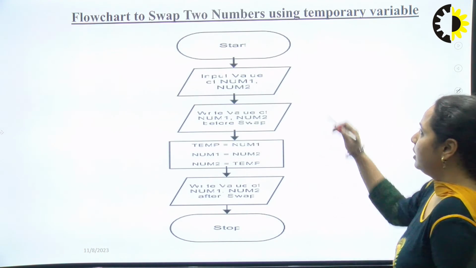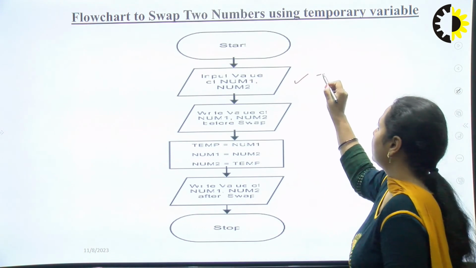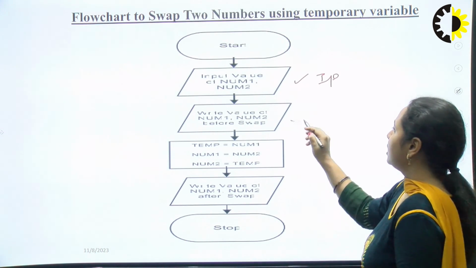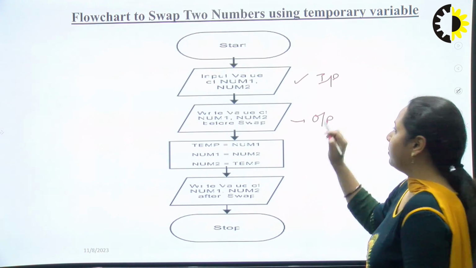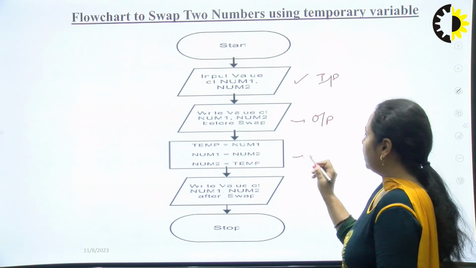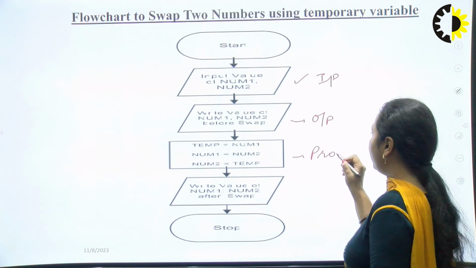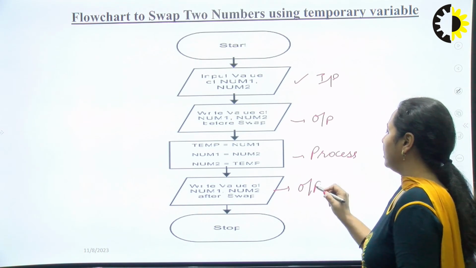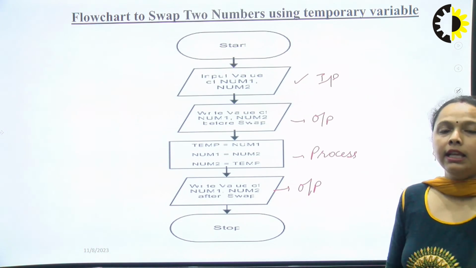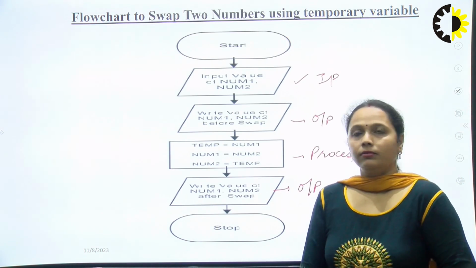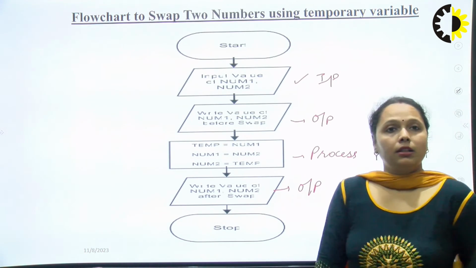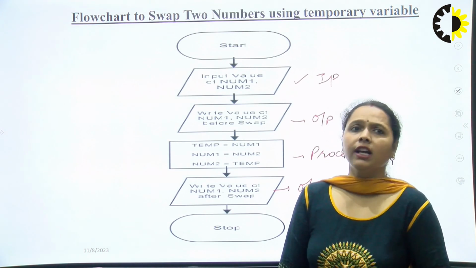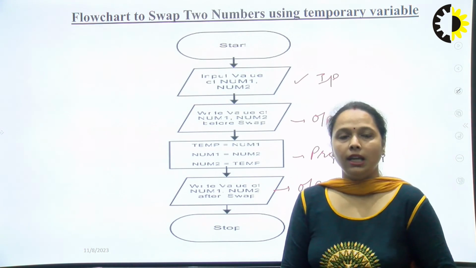This is the flowchart. We have taken input. Whatever input we have taken, we have just generated the output of the same. Next, within the third block, that is the rectangle, we have shown the process. And last, again, we have generated the output after processing the input data. So I hope the flowchart and algorithms are clear to you. We will continue with some other topic in the next lecture.